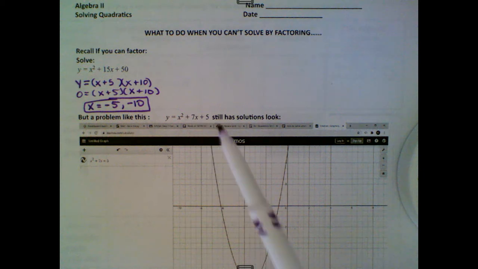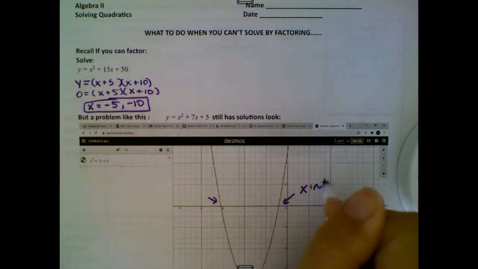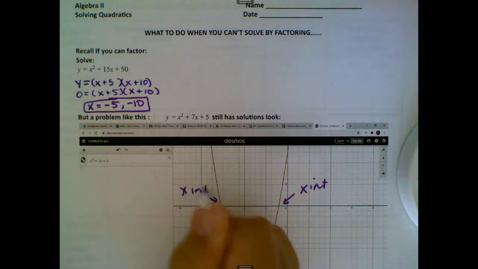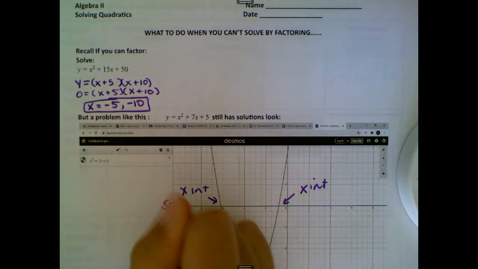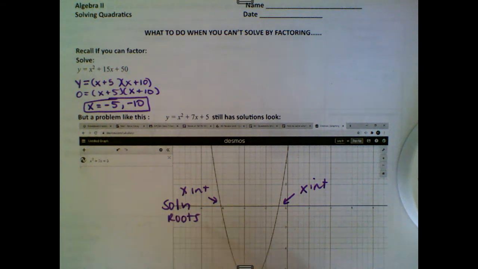You don't want to say no solution, because here is the graph of this, and there's the x-axis, and it does go through the x-axis right here and here. That makes those my x-intercepts, which makes those my solutions, which makes those my roots, which makes them my zeros. So there are solutions. It's just that they're not numbers that we can really identify.